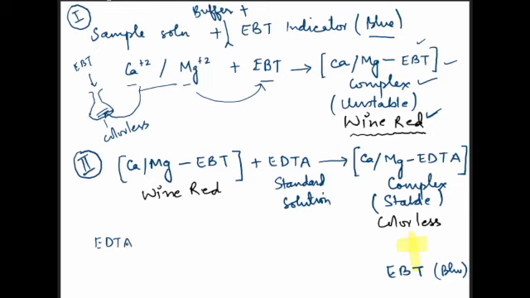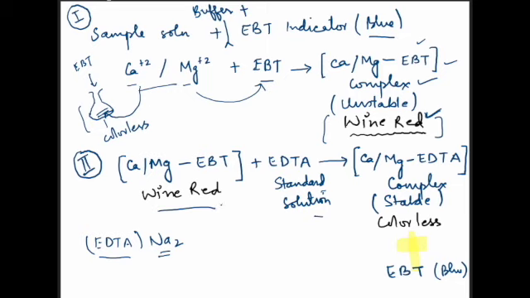Remember, why do we take disodium salt of EDTA? Because EDTA itself is sparingly soluble in water. It is not soluble in water completely. So we take the disodium salt of EDTA, which actually is completely soluble in water. So we get the standard solution in the burette, and then I add that standard solution to my conical flask. Now my conical flask, from the first step, contains a wine red solution, which is actually due to metal EBT complex present in my solution.